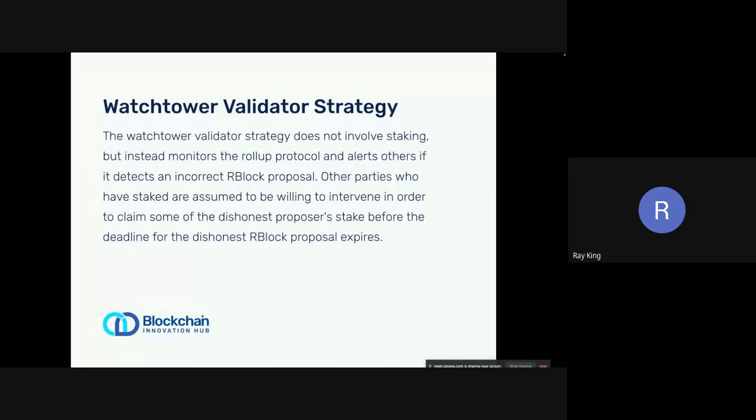So what these watchtower validators do is that they just monitor, and once they see an incorrect roll-up block proposal, they flag it up. People that have stake can now intervene. And then there's always a deadline for a dishonest roll-up block proposal. Now, any question on these strategies?